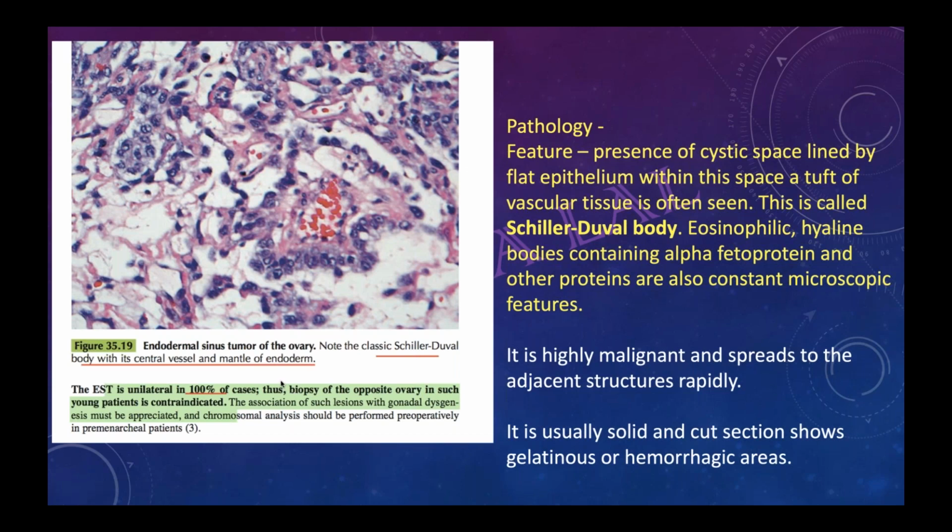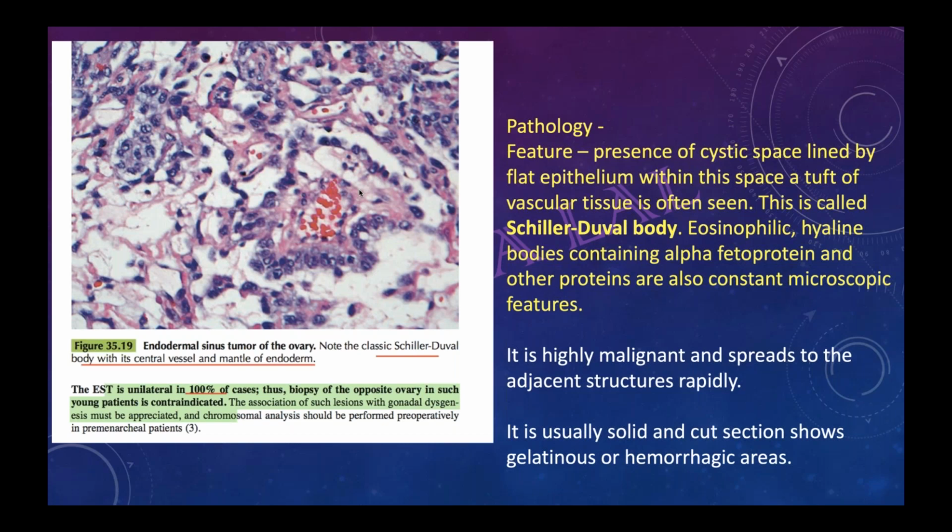Sometimes I have seen one question in our COG course. They have given a question about the description, therefore I have put the description of the Schiller-Duval body here. There is a cystic space lined by flat epithelium, and there is a tuft of vascular tissue inside. This you have to remember; you can get a question from here. And apart from this, eosinophilic hyaline bodies are present in the tumor that contain alpha fetoprotein and other proteins.